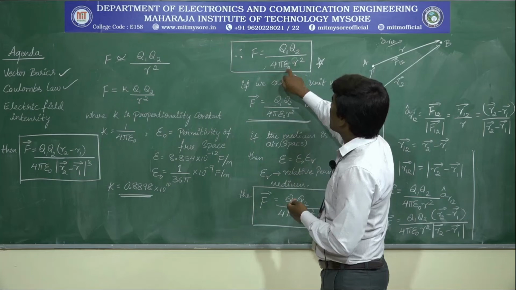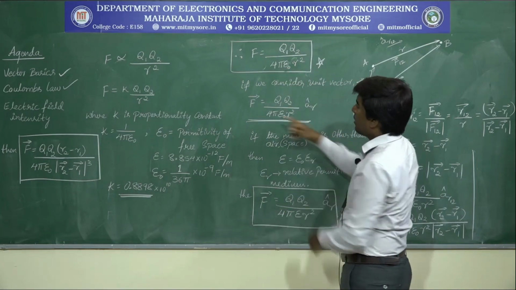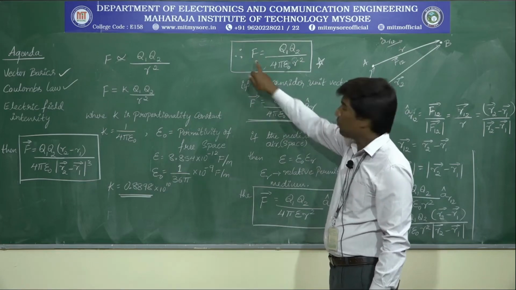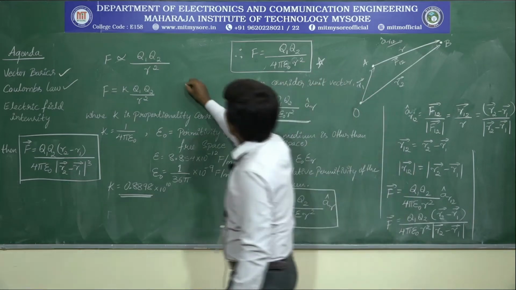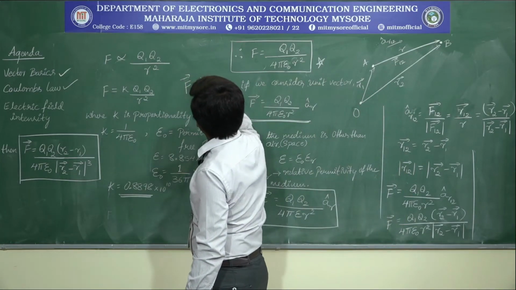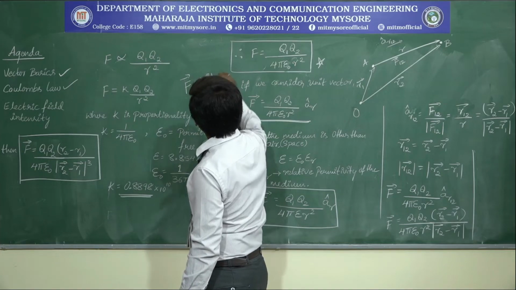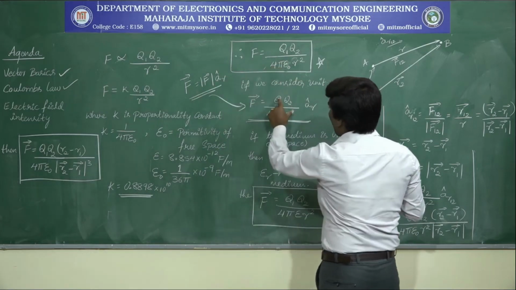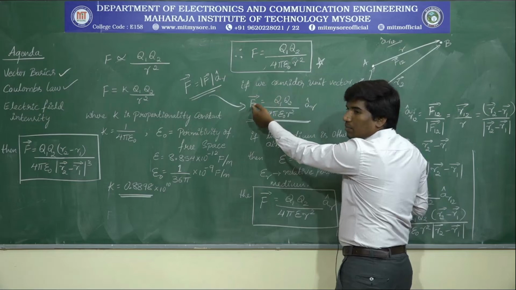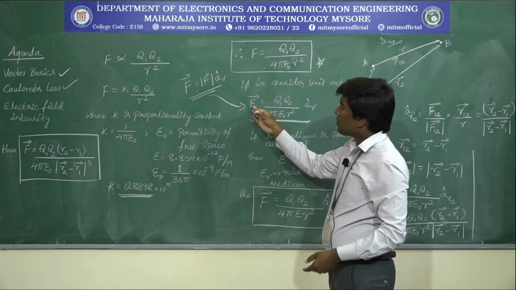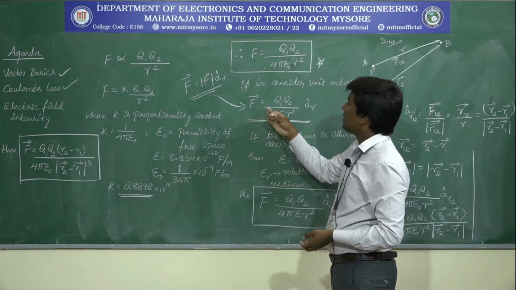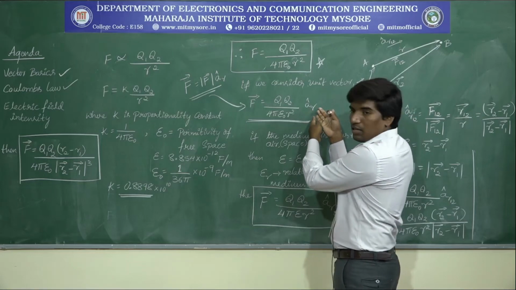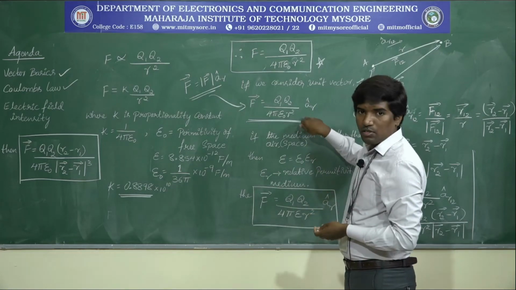If we represent this equation in terms of a unit vector, then this becomes F bar, the vector representation of the electrostatic force. Already we know that a vector is represented as the magnitude of that vector into the unit vector. In the same fashion, the magnitude part into the unit vector gives the vector representation of that force. The electrostatic force in vector representation is equal to the product of its magnitude and direction, and direction is represented by the unit vector. So this is the vector representation of Coulomb's law.